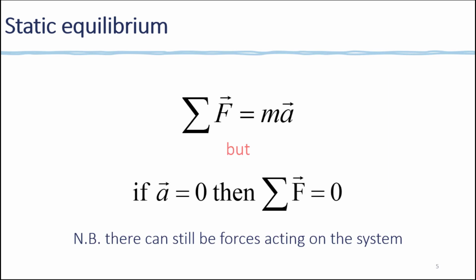We know that force is equal to mass times acceleration, but if there's no acceleration because the object is at rest or it's moving at a constant velocity, then the sum of all the forces is also 0, right? So if a is 0, then F equals ma is equal to 0. It's important to note that this does not mean that there are no forces acting on the object or on the system. There can, and there usually are, still forces acting on the system. It just means that they're all equal and opposite, so they cancel each other out to have a net force of 0.